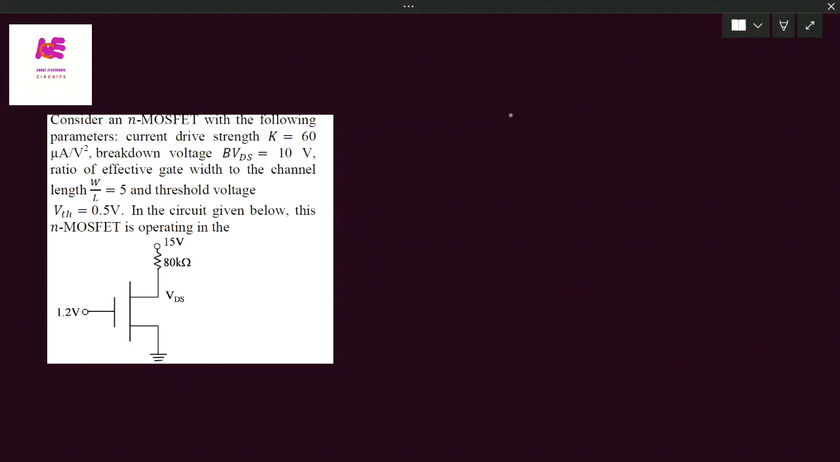The problem is given on the MOSFET and we have to find out in which region the MOSFET is operating. Here the current drive strength K, threshold voltage VTH and W by L ratio is given, and we have to find out in which region the MOSFET is operating. So first of all, let's see the MOSFET.